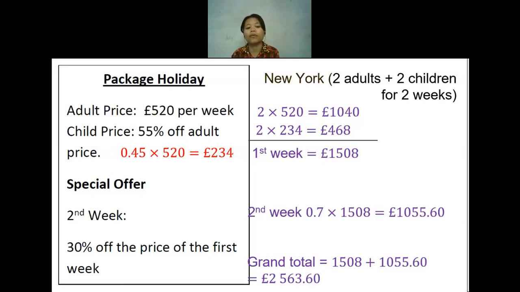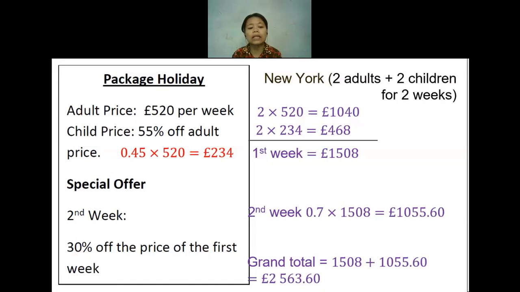So 0.45 I multiply with 520 pounds. The result is 234 pounds, because we are going with two children, so we need to multiply it by 2. For the first week, I just need to add the cost for the adults and the children. And then for the first week, I will spend 1,508 pounds.